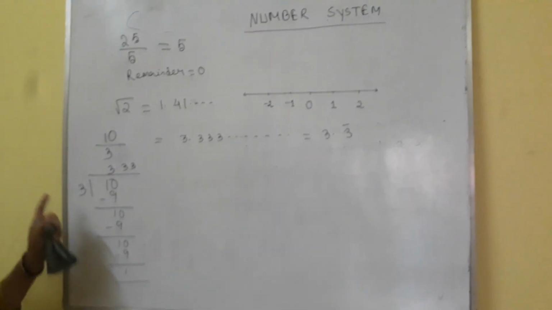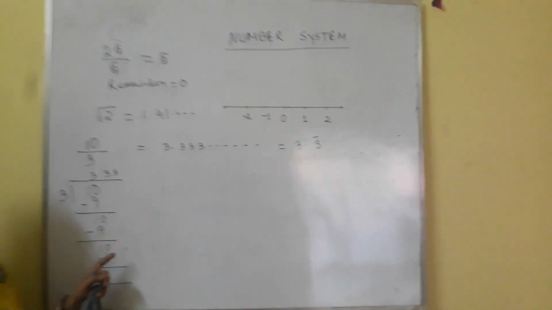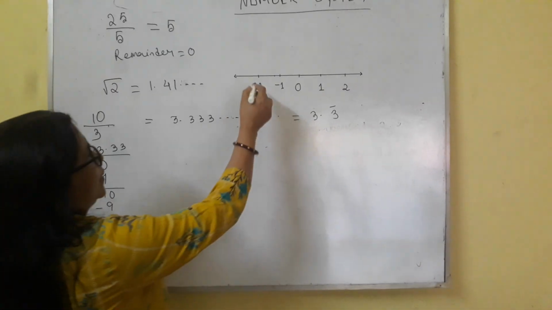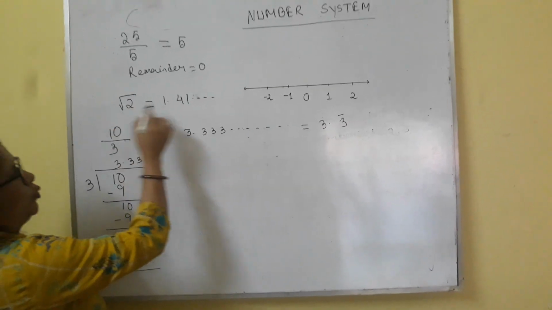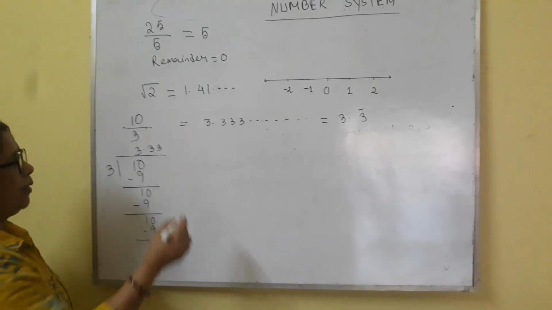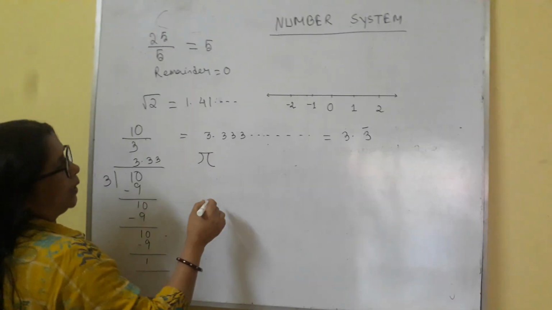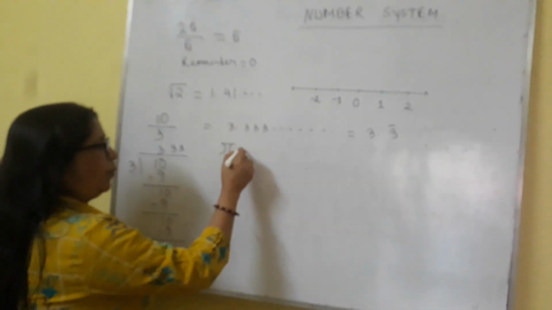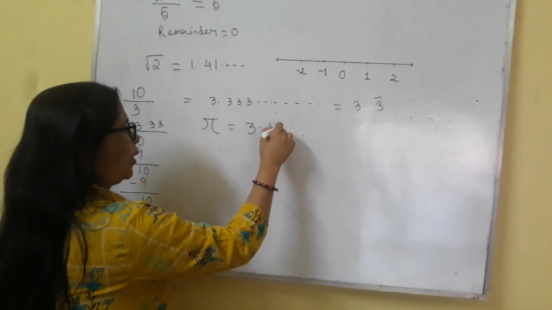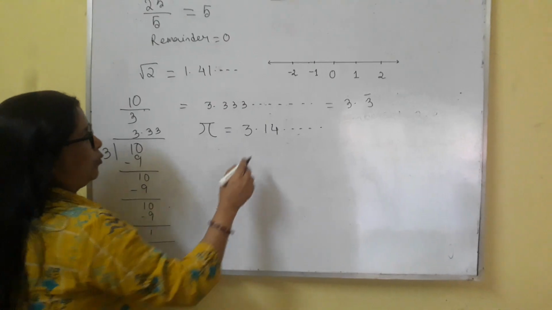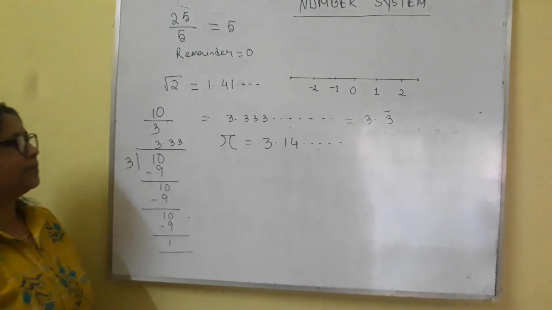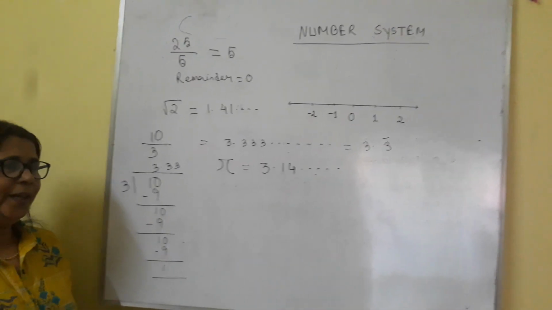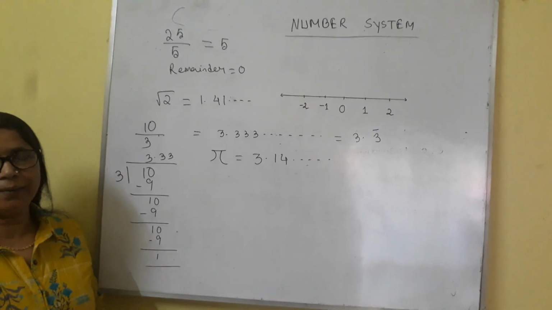So we can express numbers as terminating decimal expansion and non-terminating decimal expansion. Now numbers like root 2 we can plot on the number line. We can plot pi, which is also a non-terminating decimal expansion. The value of pi is 3.14025 and it will continue like this. So that also we can plot on the number line. That means every such number we can plot on the number line.